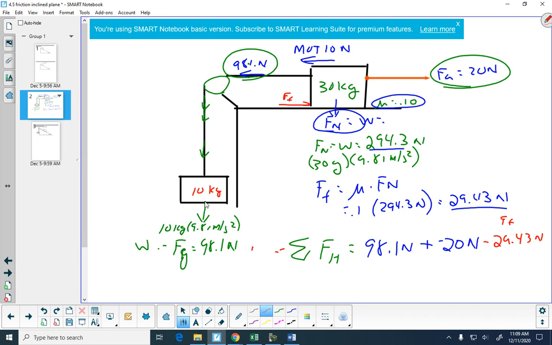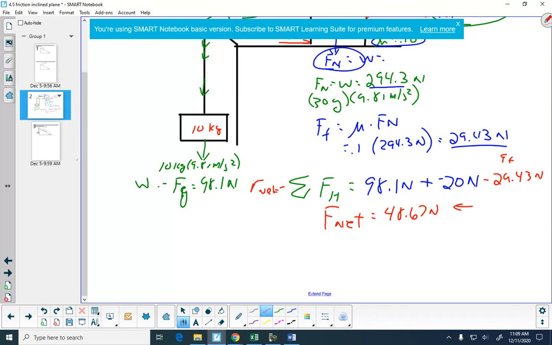So my net force would be what, Ozzy? 48.67 newtons to the left. 48.67 newtons, and that's going to the left because that's where my motion is. So that gives me my net force. Okay, which direction is it moving? We're moving to the left, and now we want to find the acceleration of the object.